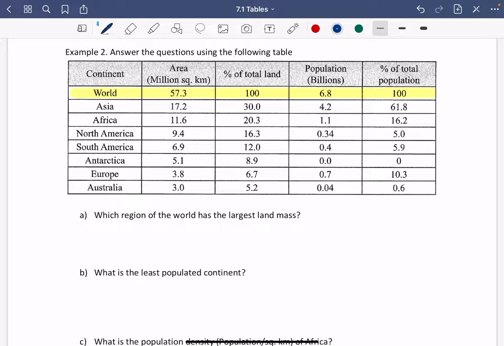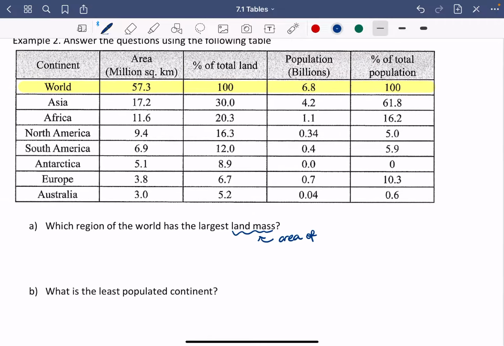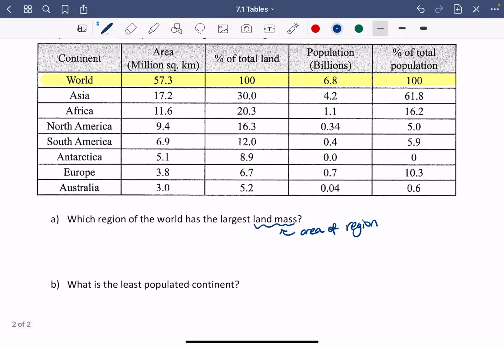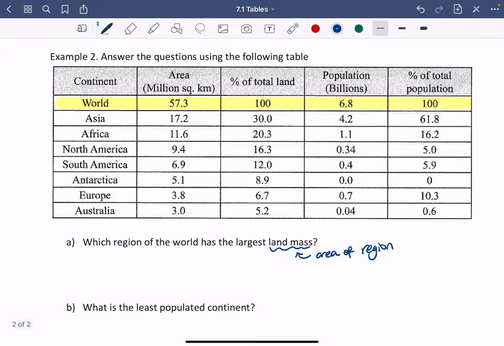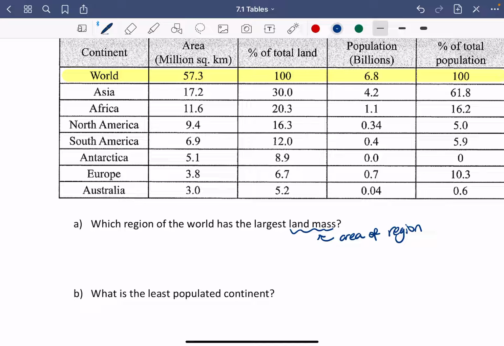Well, what does largest landmass mean? Landmass is talking about the area of the region, or area of the continent. So which region or which continent of the world has the most landmass or most area? Well, you can see that the area is listed from the highest to the lowest. So the biggest area will be Asia.